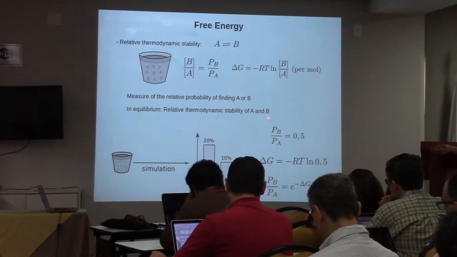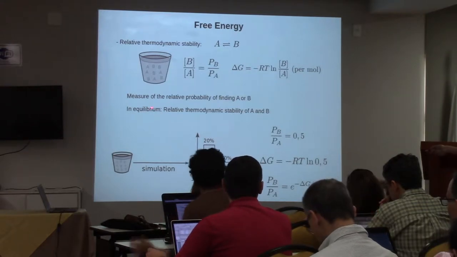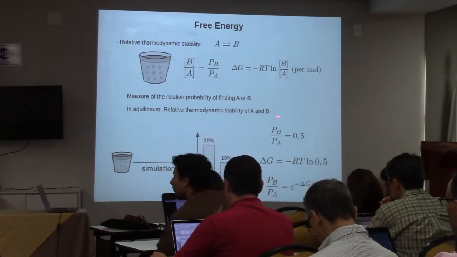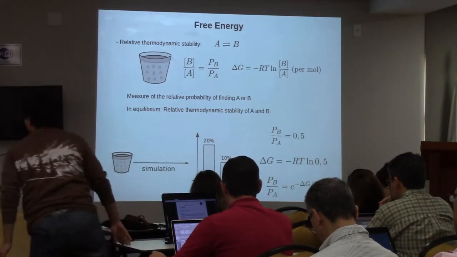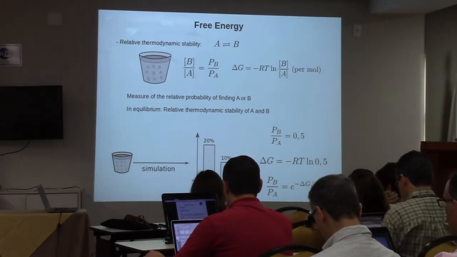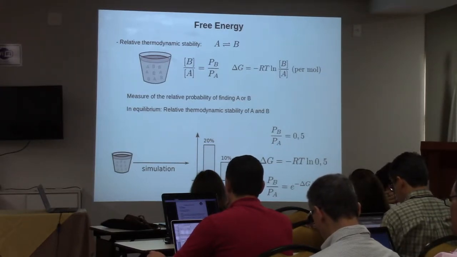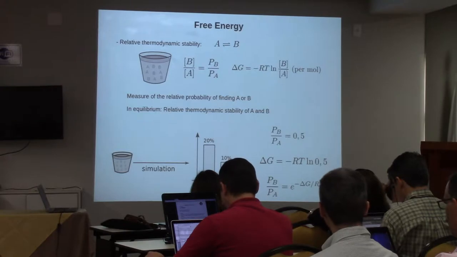In equilibrium, the relative probability of finding these two states is what we call the relative thermodynamic stability of these two states. So if one state has double the stability of the other state, it has a relative probability of being found in the system which is larger. And that means a lower free energy because of this negative sign for the state of highest probability.